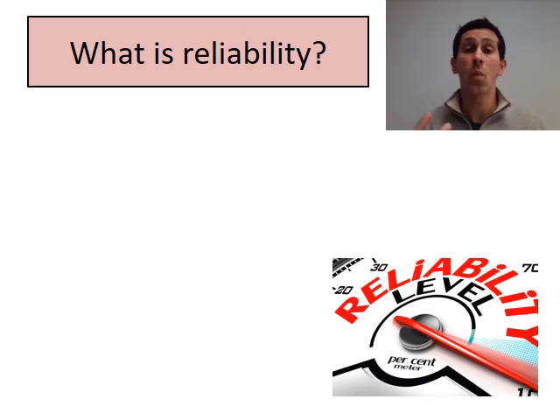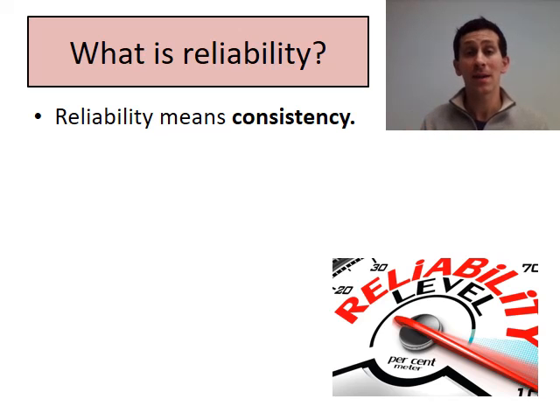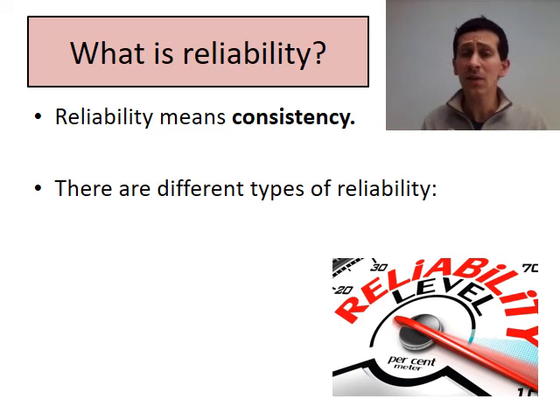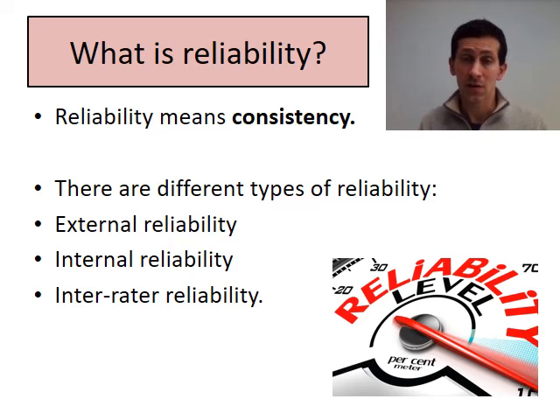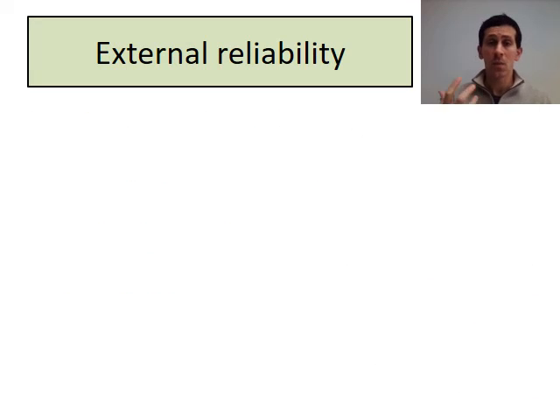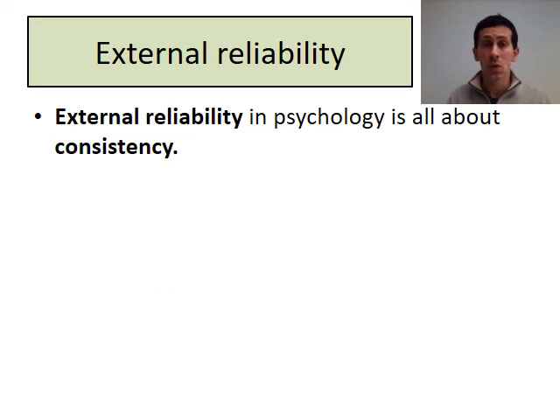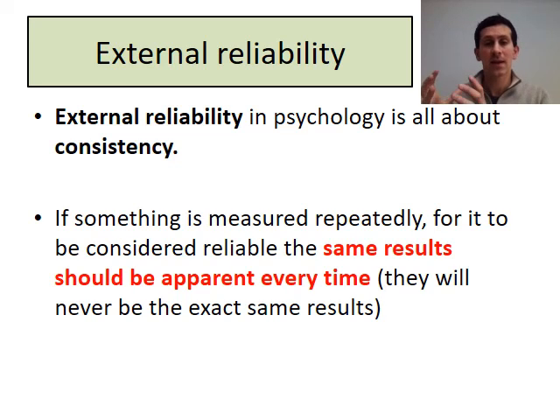So we're going to start by looking at what is reliability. So reliability basically means consistency. So can we repeat the test and get the same results? Are the results consistent? And there are different types of reliability. We've got external, internal, and inter-rater reliability as well. So when we're talking about external reliability, we're talking about the idea of consistency. Can we repeat it and get the same results every single time? Okay, they're never going to be exactly the same, but can we get similar results every time we repeat the methodology? So that's the basic term for that, external reliability.